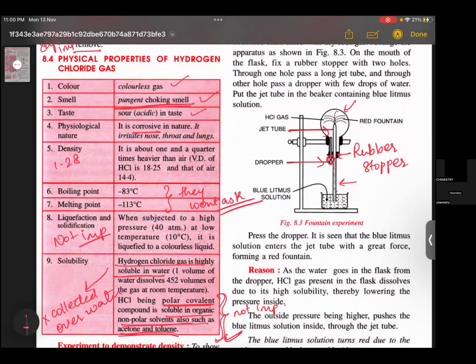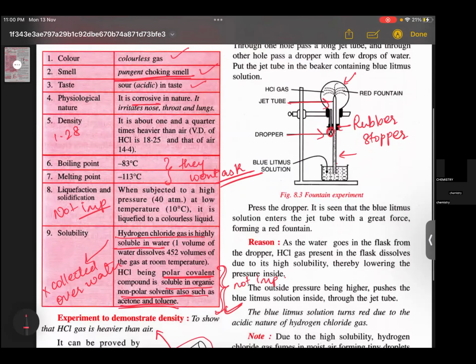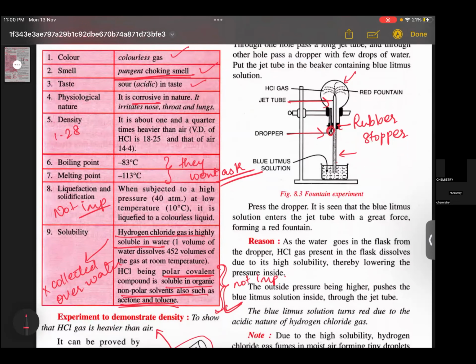Press the dropper. It is seen that the blue litmus solution enters the jet tube with a great force, forming a red fountain. What does this show us? As the water goes in the flask from the dropper, HCl gas present in the flask dissolves due to high solubility, therefore lowering the pressure inside. Now here we have only gas. When this water goes in, your HCl gas gets dissolved in the water. So the pressure decreases, correct? Now if the pressure decreases, as we learned in physics, the blue litmus solution will be forced up.